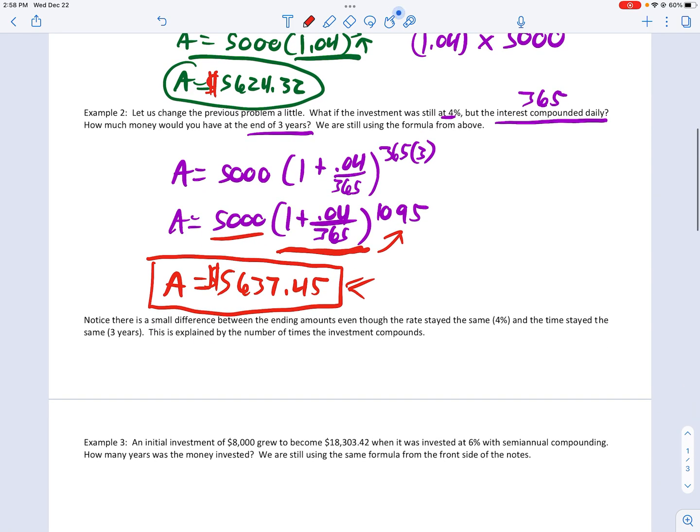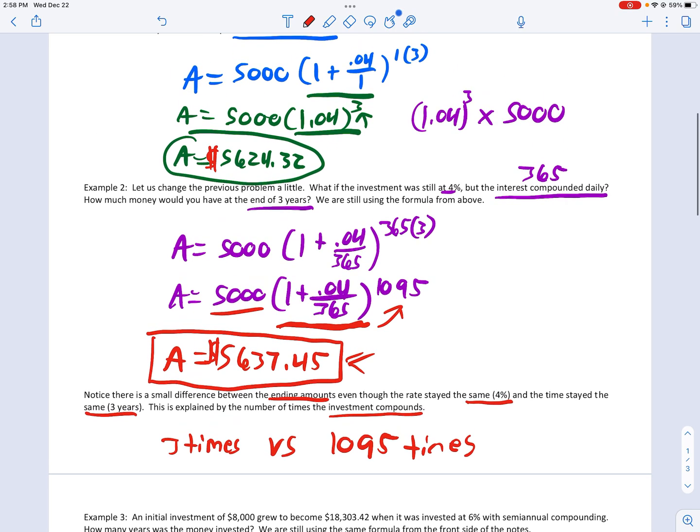So notice there's a small difference between the ending amounts. Same percentage, still 3 years. This is explained by the number of times the investment compounds. It was compounding 3 times versus 1,095 times. So that explains why there's a difference.